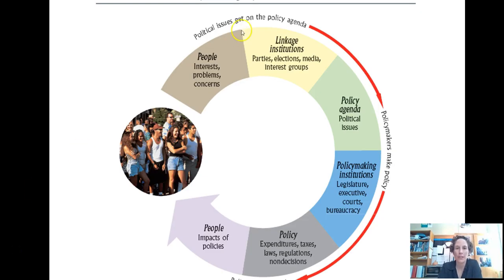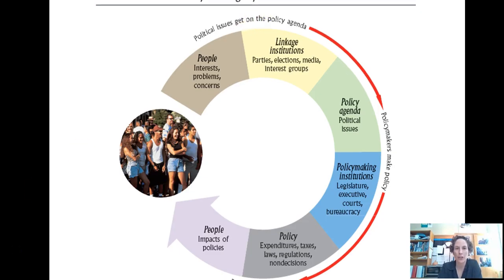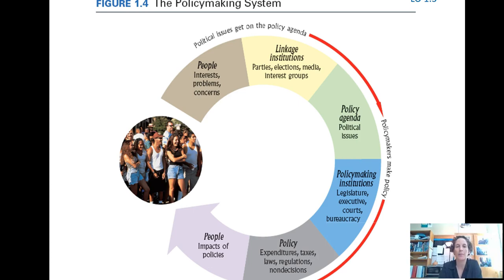So I want us to take a look at this structure here, which we'll see a whole lot, the policymaking system. I'm going to show it throughout the unit over and over again, because in a picture it tells us what this course is about. And what you'll see is it begins and ends with the people, which is the hope for a democracy, that the people control the government and that their interests, problems, and concerns can determine the sorts of policies that a government would produce.